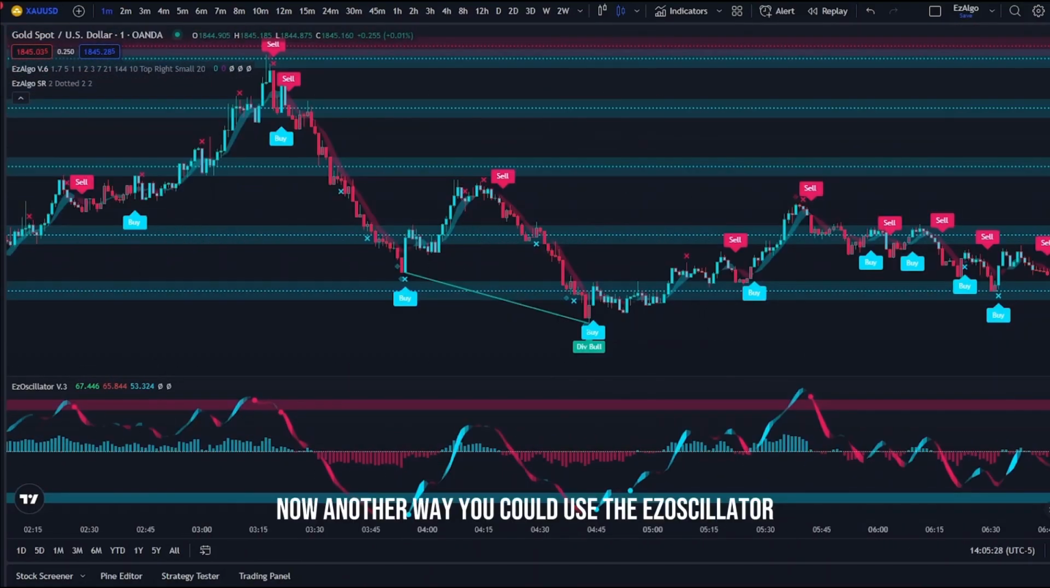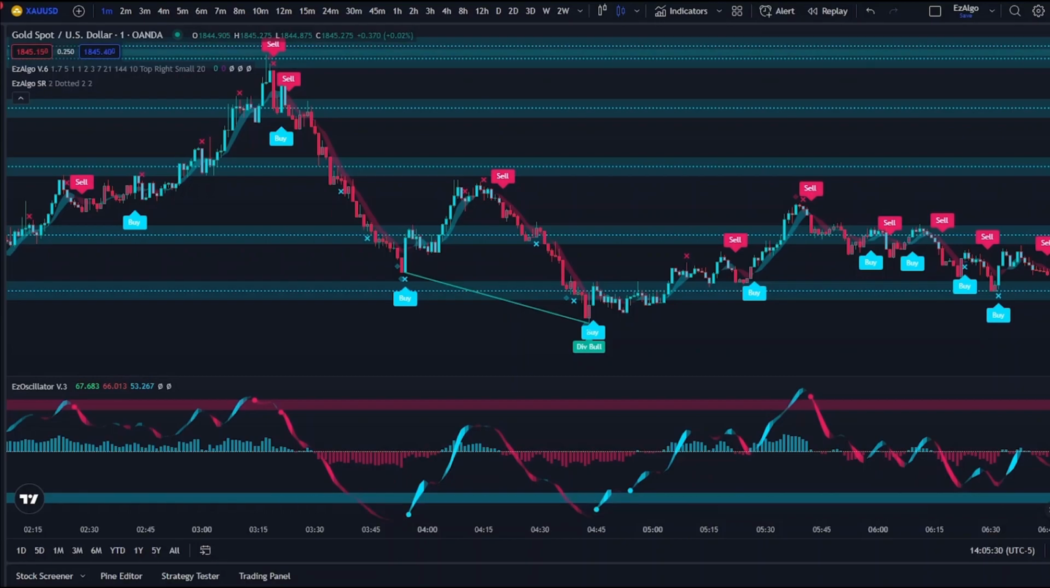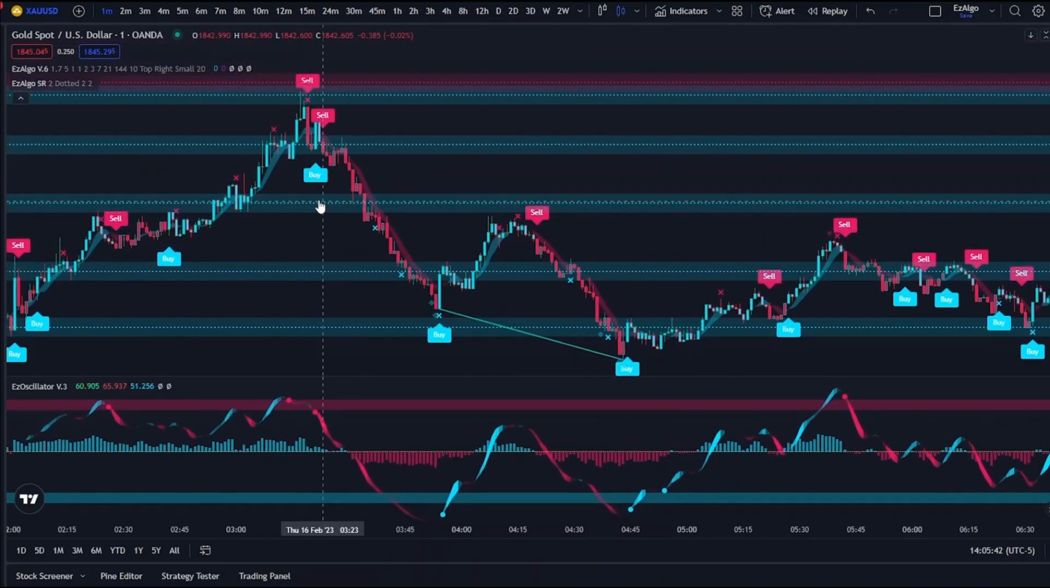Now, another way you could use the Easy Oscillator is to scalp. I would not recommend this if you're not already profitable on a higher time frame. But guys, is the Easy Oscillator money on a lower time frame? I'm on gold on the 1 minute time frame, and the trades that you want to be taking are at support and resistance levels with these buy and sell dots and entering on the volume flip, or at least wait to see volume start to decrease. Wait for that wave trend flip.